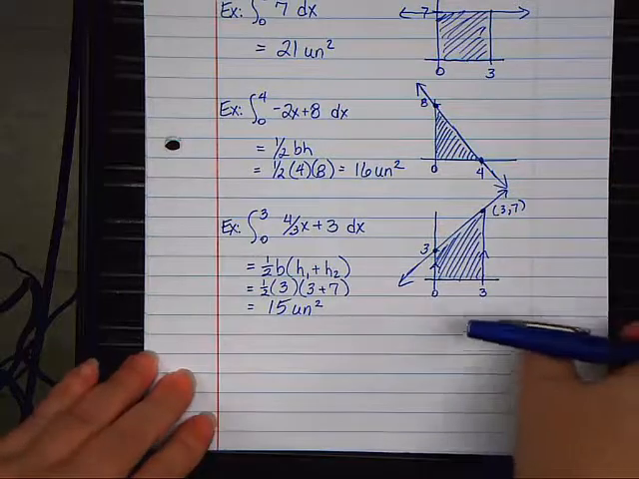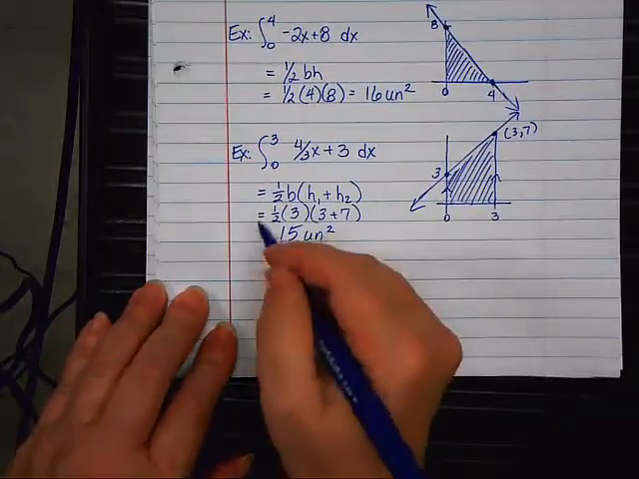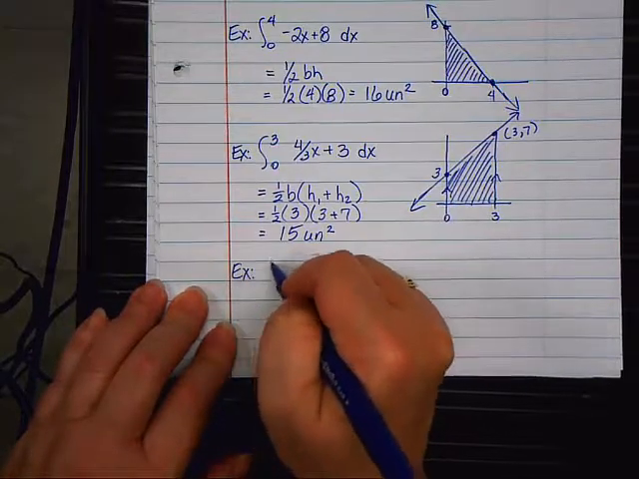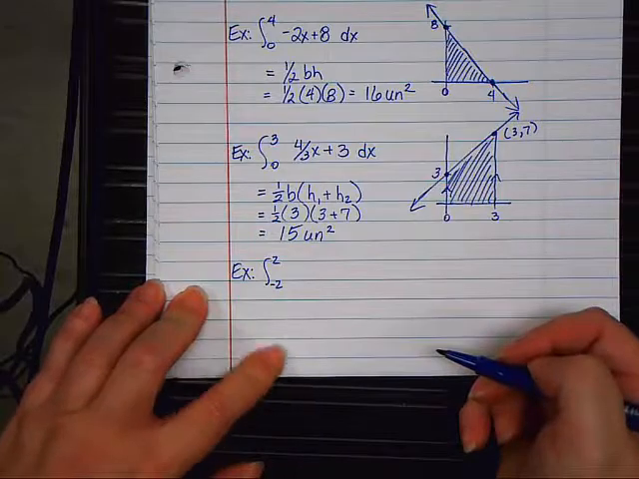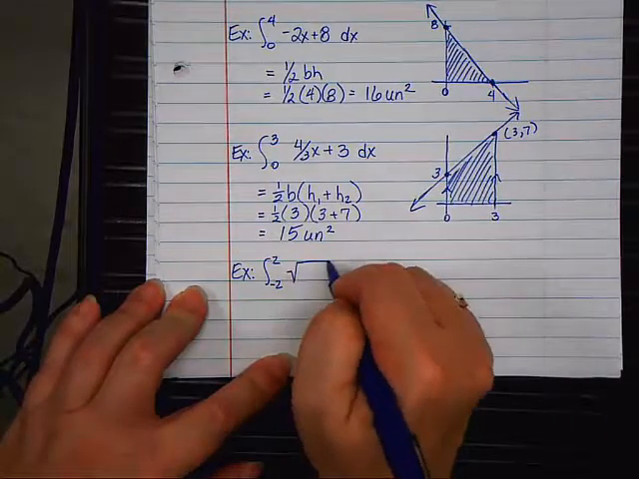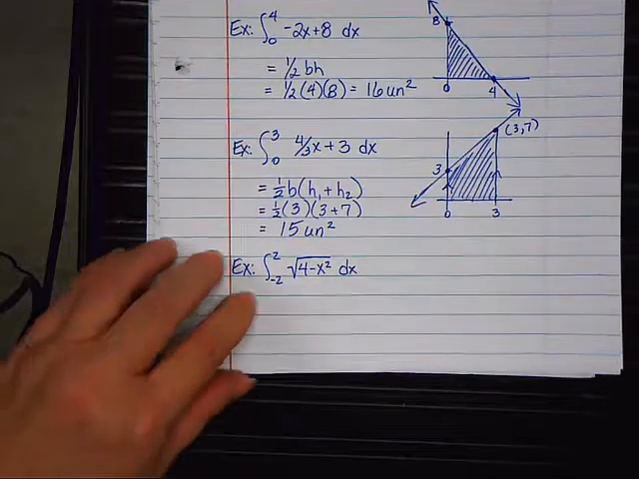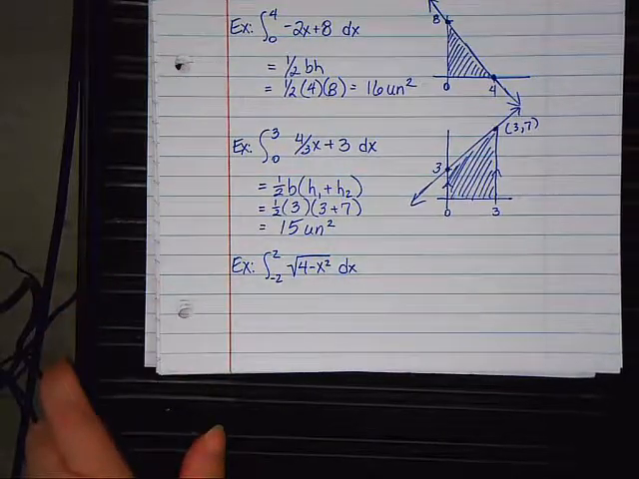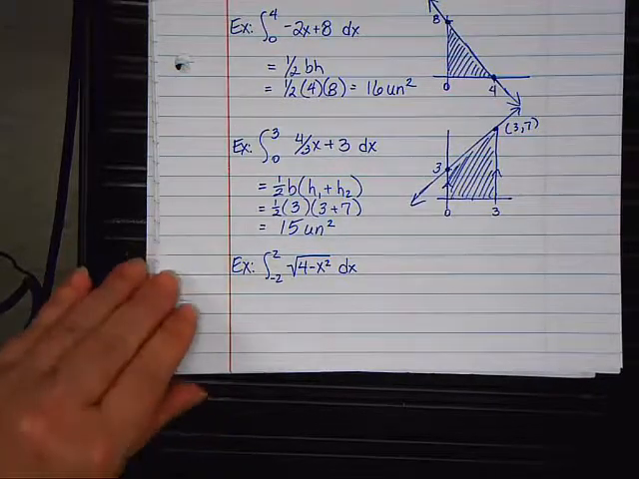All right, one more. Then we're going to go on to something different. The last one, we're really going to make a change. Integral, -2 to 2. We're going into a different quadrant now. The square root of 4 minus x squared dx. Okay. You're like, I don't know what that graph looks like. That's okay. We're going to talk about it.